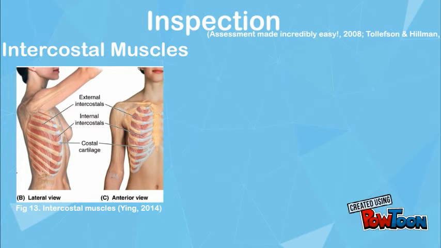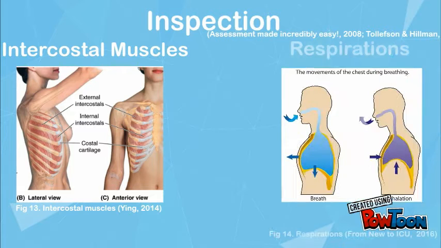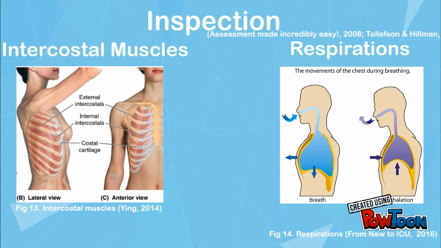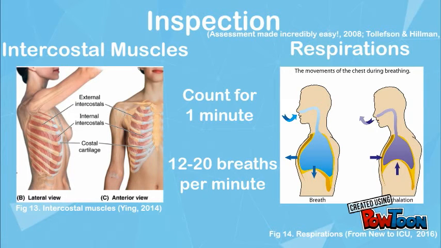Also assess the use of intercostal muscles used to breathe. These should lie flat as the chest rises and falls. Assess their respiration while their back is turned and they are unaware. Check for 1 minute if regular and 2 minutes if irregular. This should be between 12 to 20 breaths per minute. Record before continuing.